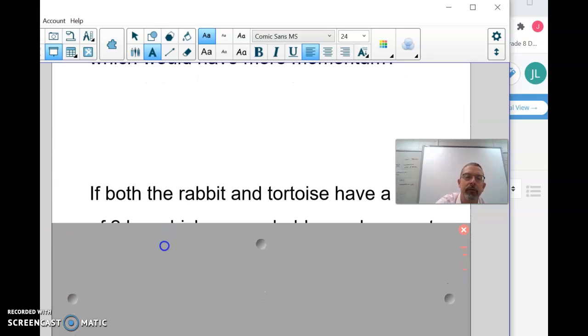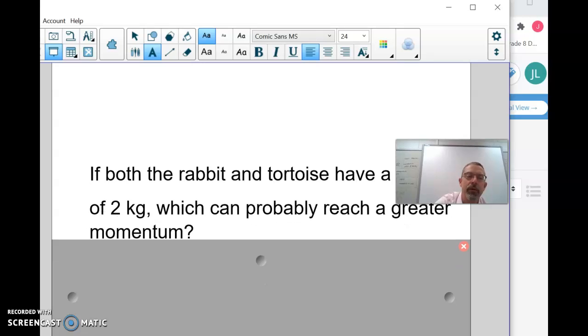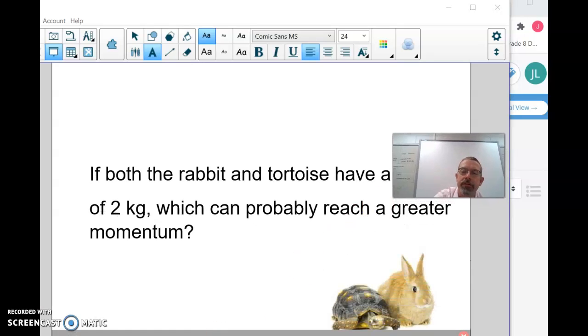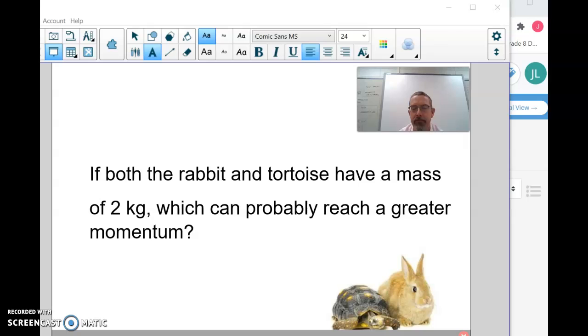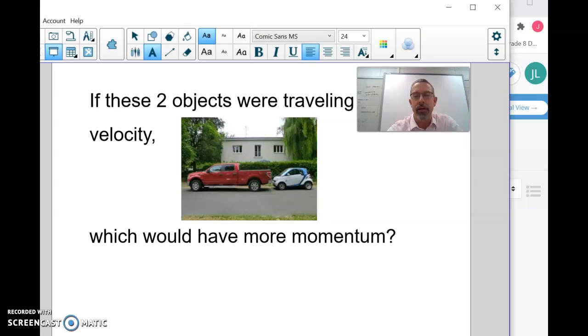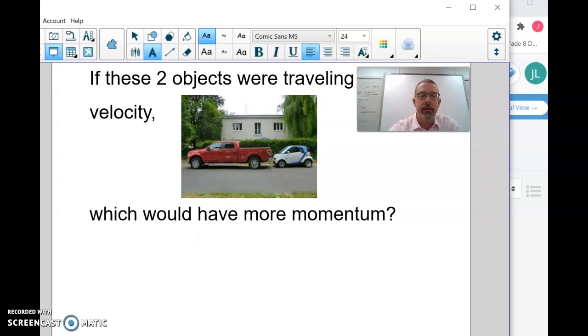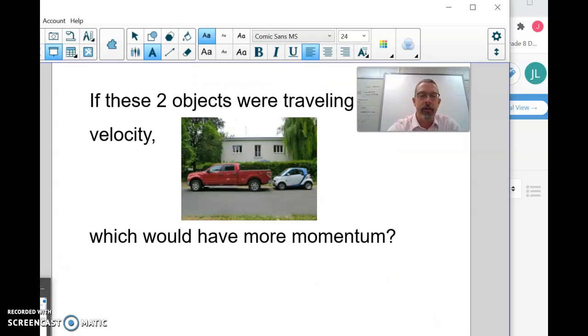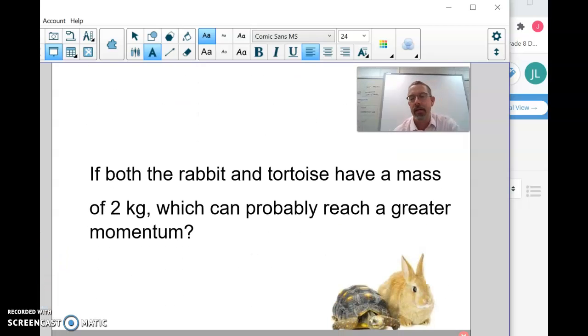Another way to think about it would be, let's say we've got a rabbit and a tortoise who are racing. Let's say they both have the same mass. They both have a mass of 2 kilograms. Which of these is going to reach a greater momentum? So you see that these are actually kind of flip sides of a coin here. Here we've got a truck that has a lot more mass than this car, and they're traveling at the same velocity. Here we have a tortoise and a hare that are the same mass, but might travel at different velocities.